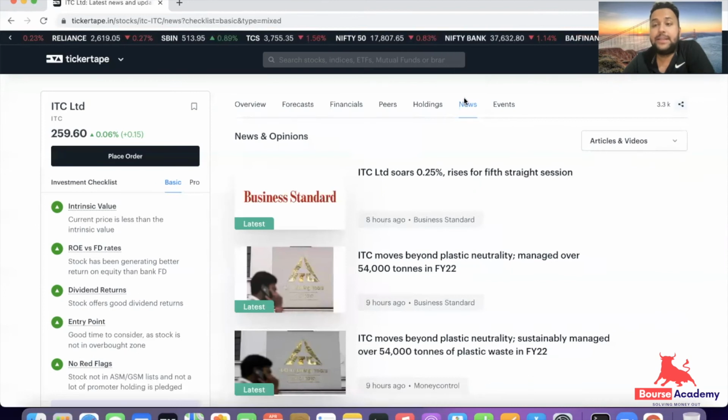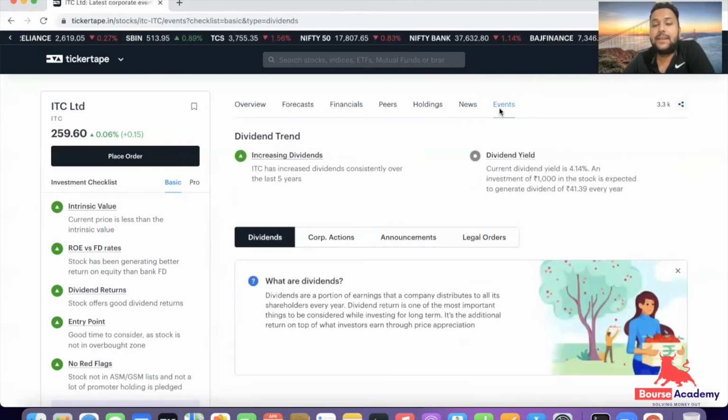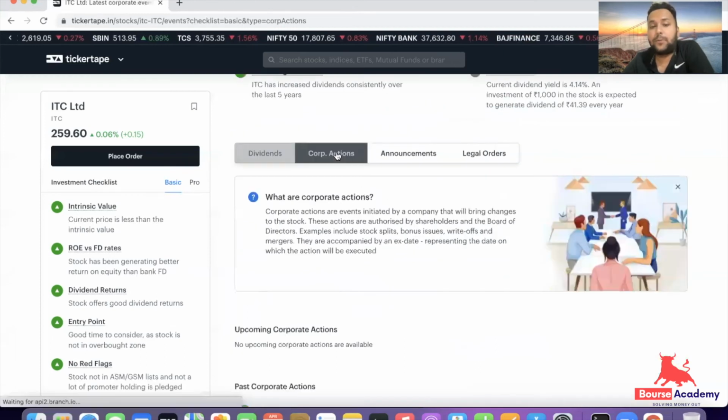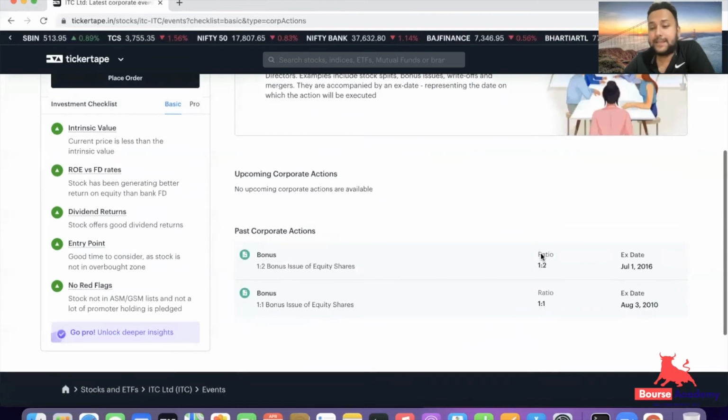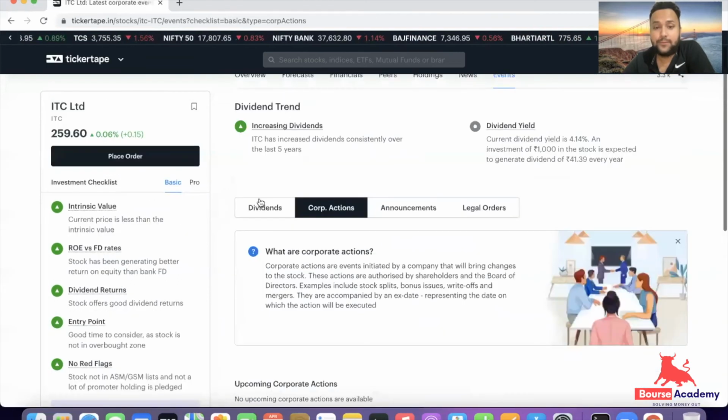And here you can see the news. Here you can see events. Events are clear-cut: what are the corporate actions? If you look at corporate actions, the company gave a bonus in 2016, and that information is there.